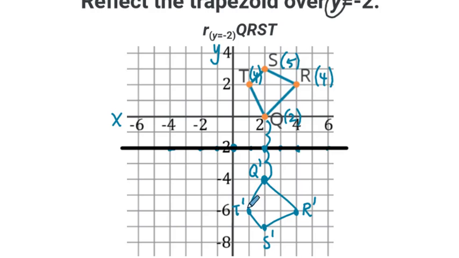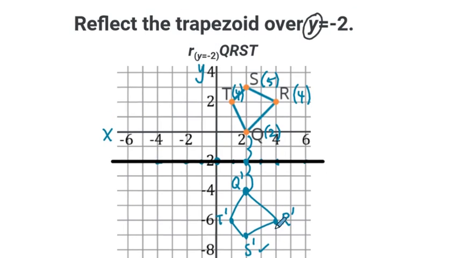Okay, last step was to check our work. Just double check, make sure everything is the same distance. So this was up 5 before. Make sure that this is 5 down. 1, 2, 3, 4, 5. Yep. Make sure that this one.